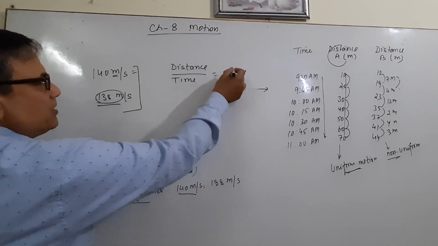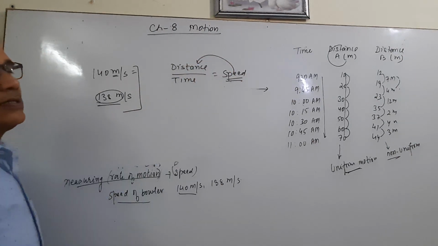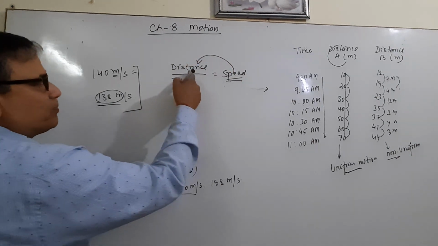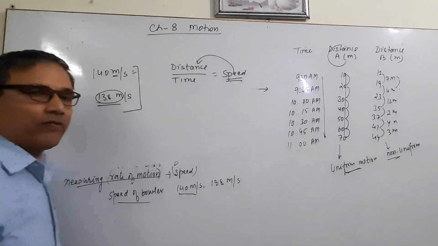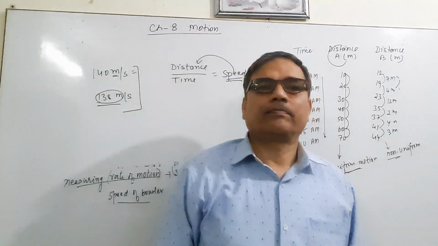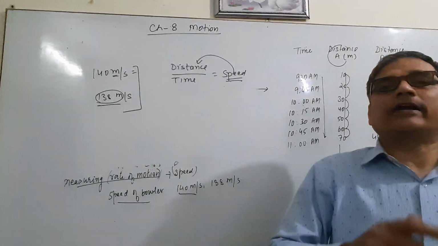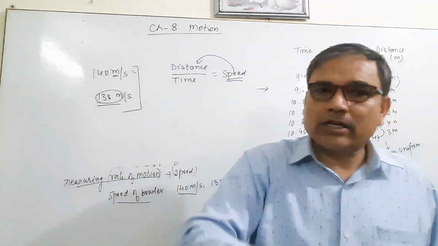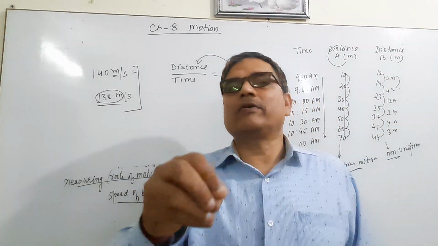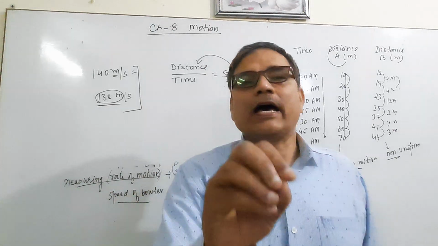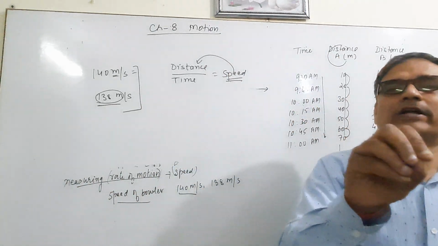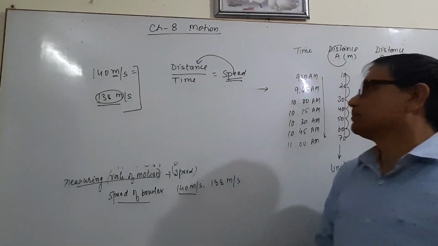So what is speed? Speed of an object is the distance covered by an object in a given interval of time. Or we can say that the distance covered by an object in a given interval of time is known as the rate of motion, which is known as speed.